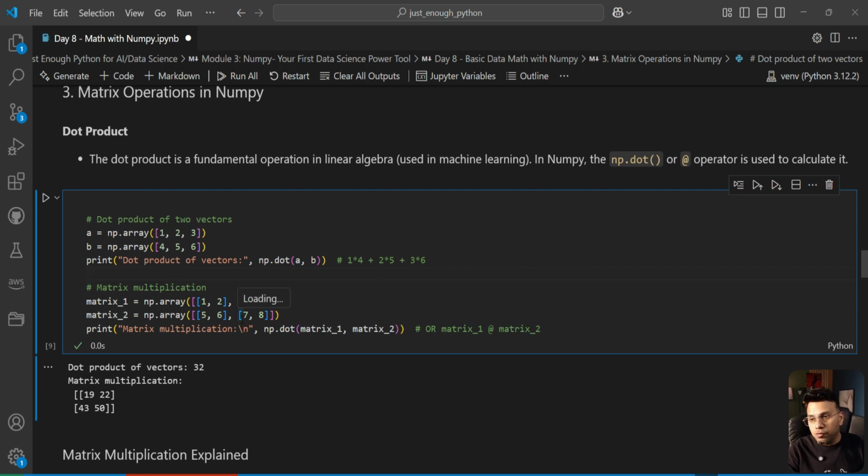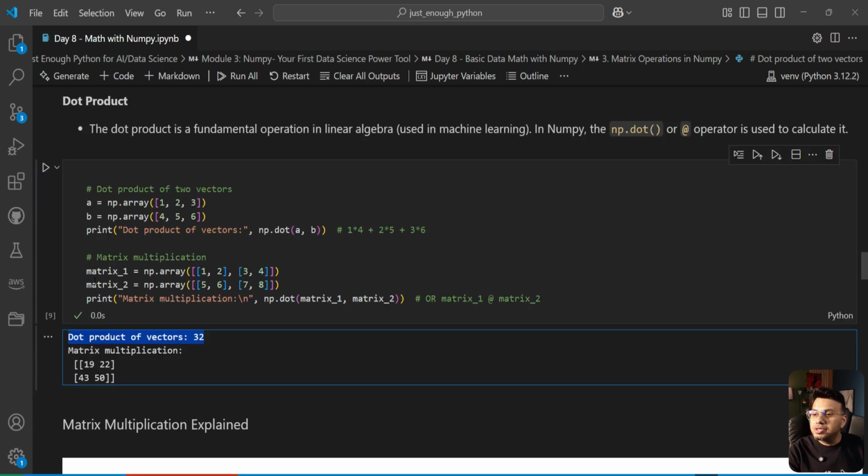When the arrays involved are two-dimensional, we call it matrix multiplication, but they are essentially the same. So np.dot(a, b) will give you the dot product of A and B, which is 1 into 4 plus 2 into 5 plus 3 into 6, which is what we got here, the dot product of vectors. One-dimensional arrays are also called vectors, by the way.